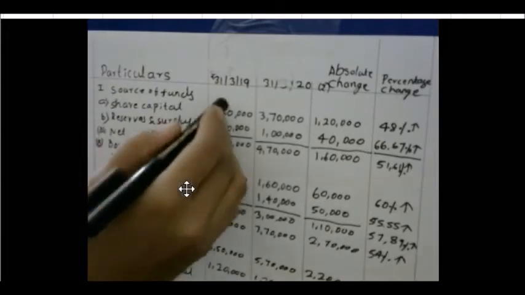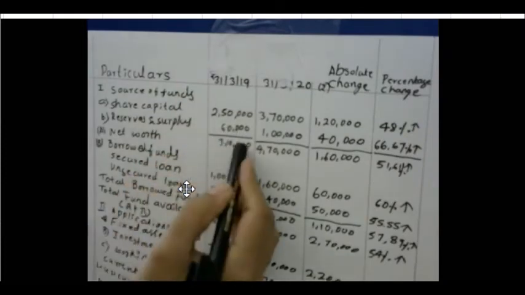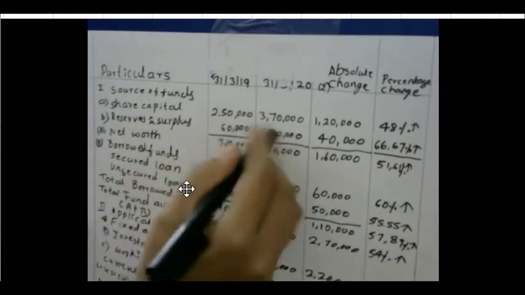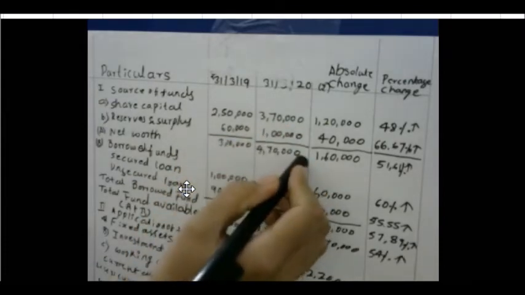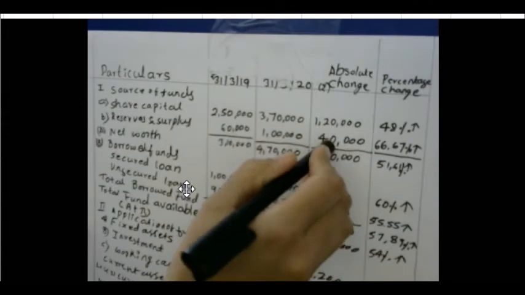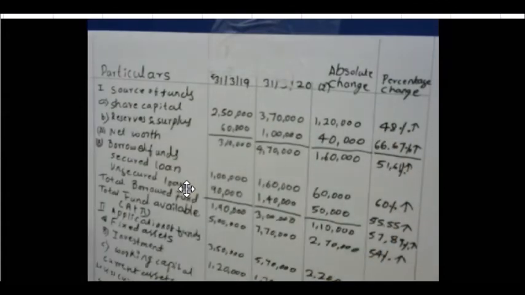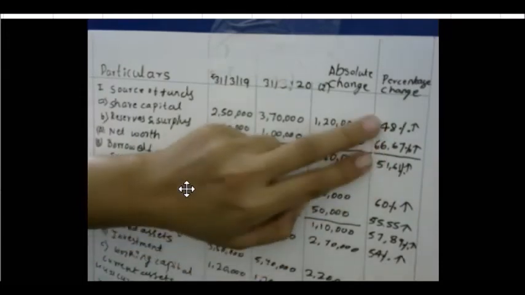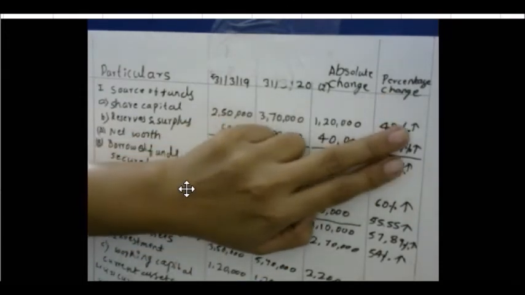So net worth 2,50,000 plus 60,000 is 3,10,000 rupees. Next is 3,70,000 rupees plus 1 lakh, it is 4,70,000 rupees. And 1,20,000 rupees plus 40,000 is 1,60,000 rupees. So the 48% in this, we are not adding these amounts. 48 plus 66 point, this amount we are not adding.